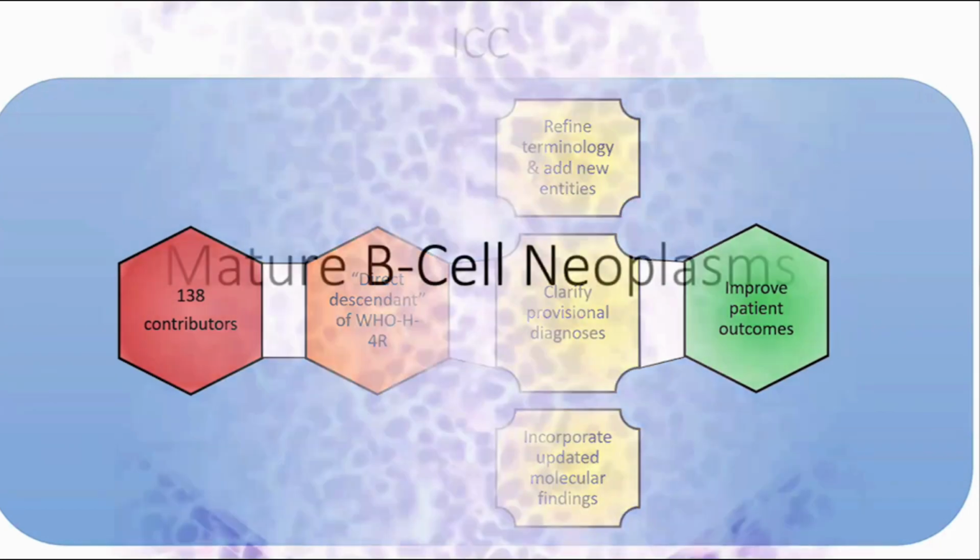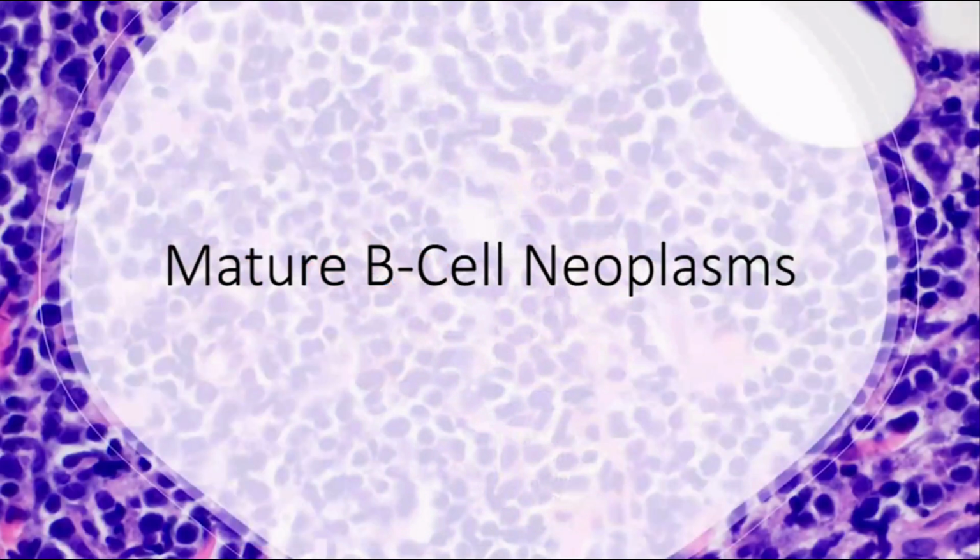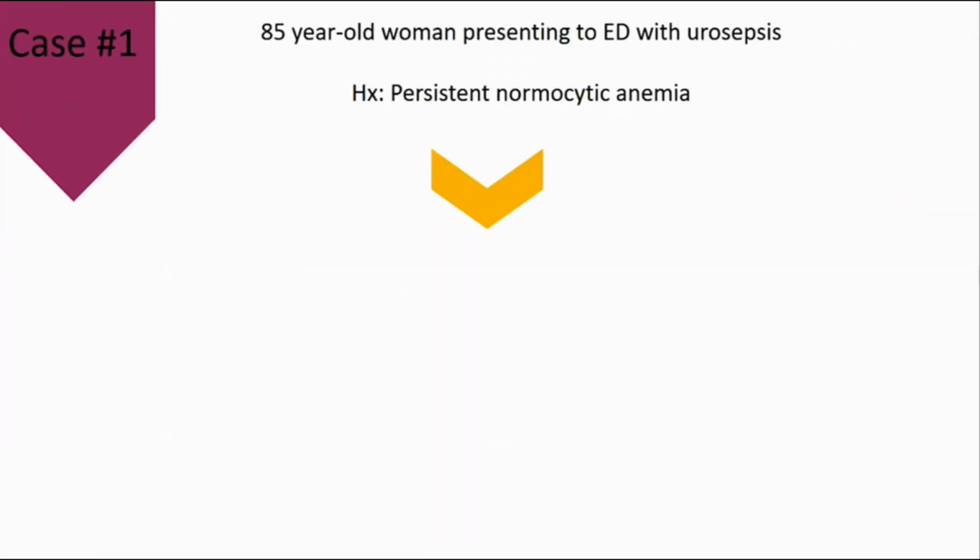So now that we've talked about the background and how we got here, it's time to talk about the changes in mature B-cell neoplasms. Starting off with the first case, and these are all cases that were encountered here at the university. This is an 85-year-old woman who presented to the emergency department with symptoms of sepsis.